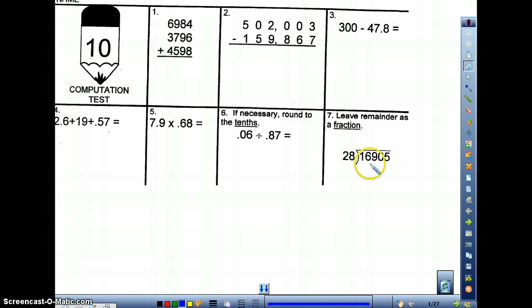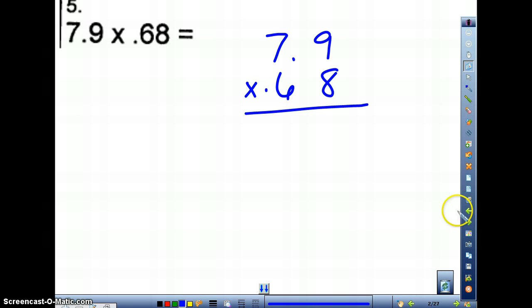Before we take this computation test, I want to go over a couple of problems that kids tend to skip a lot. I want you guys to do well on this last computation test. So let's look at a couple of problems here. All right, this one right here, a lot of kids do their computation properly, but they don't know what to do with their decimal point. So let me show you how this works.